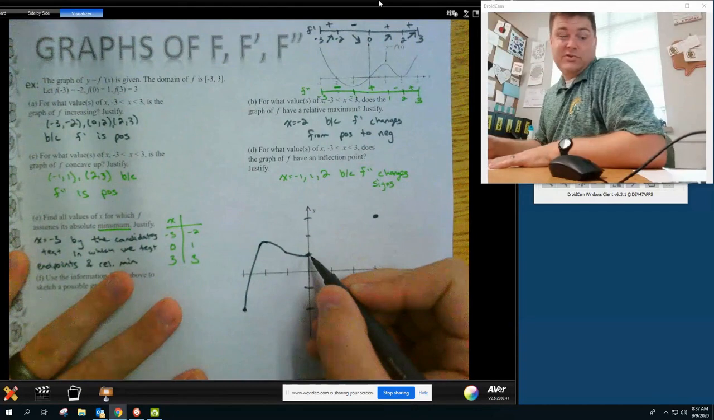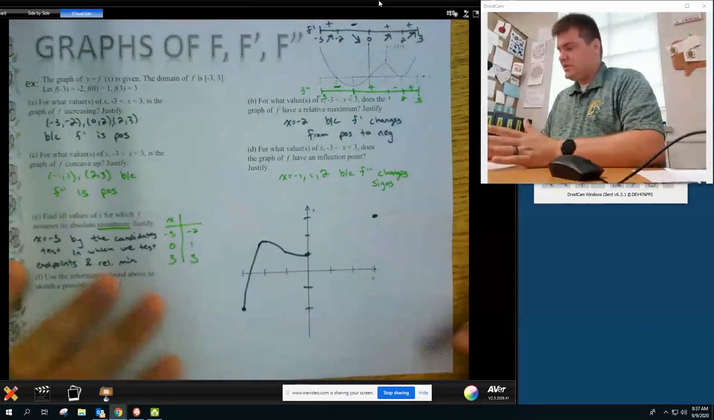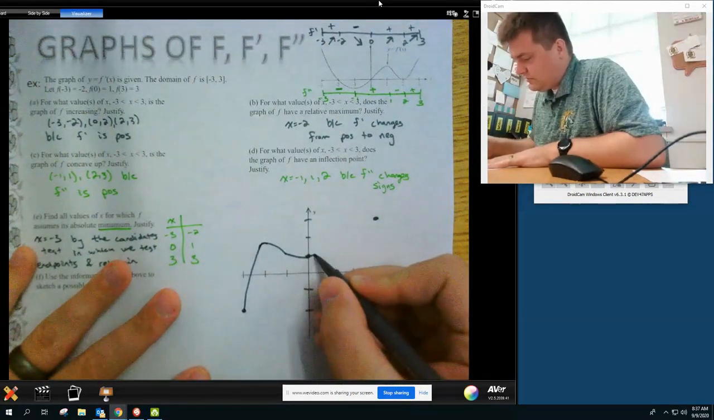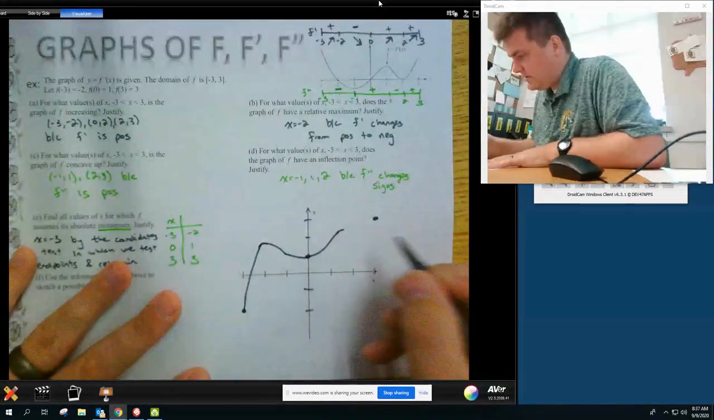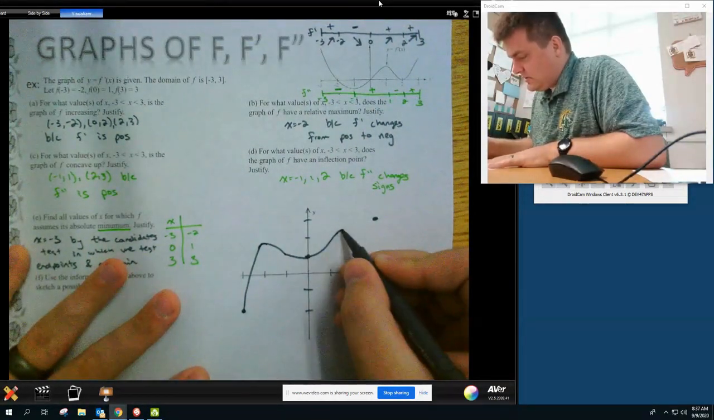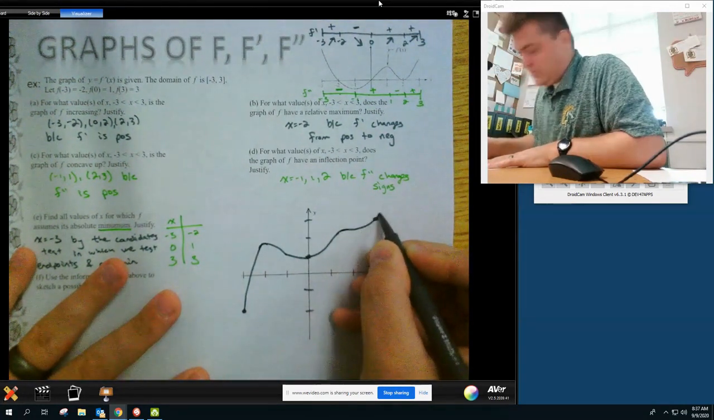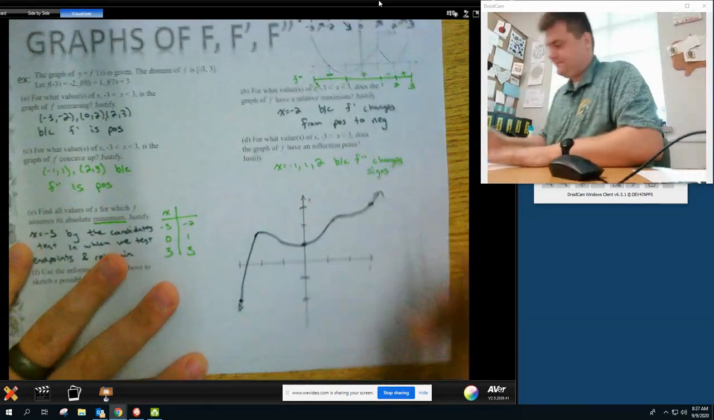I'm not the greatest sketcher in the world. I'm not expecting you to be either. And then from here, I'm actually increasing the entire time. The only thing that's going to change is my concavity, which is going to change at 1. So concave up. Now I'm at 1 on concave down. And then until we get to 2, at which we'll go concave up. So it looks something sort of like this.